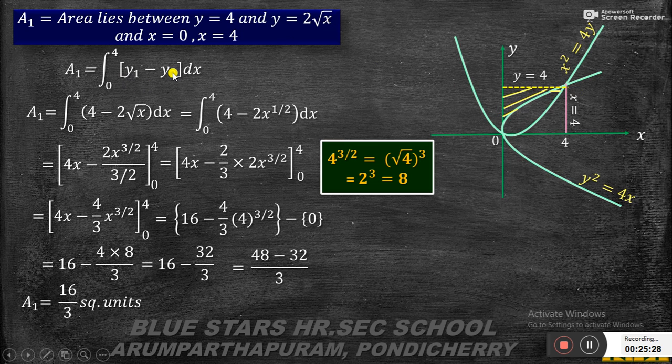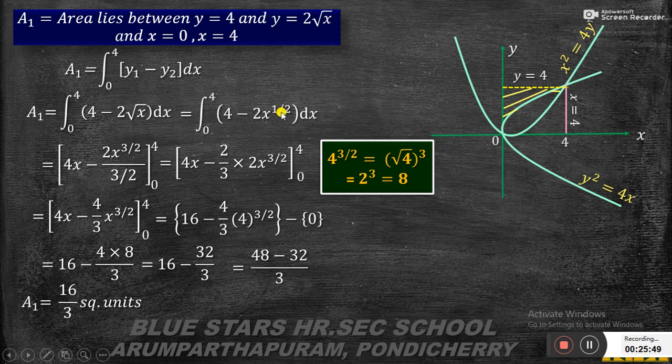So y1 minus y2 into dx. Therefore integral 0 to 4 of 4 minus 2 root x into dx. So integral 0 to 4, 4 minus 2 into x power 1 by 2, dx. In the next step now I integrate the 4. Integration of the 4 is 4x minus 2 into integration of the x power 1 by 2.